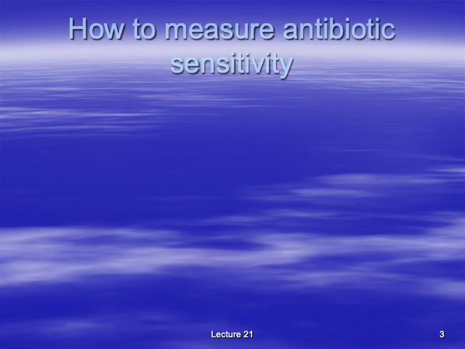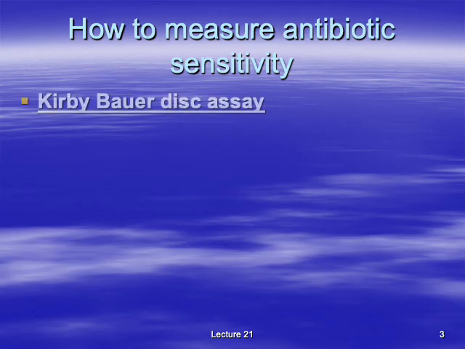So the next thing is, well, how do you measure antibiotic sensitivity or resistance? What's usually used is called a Kirby-Bauer disc assay. It's a very simple assay. It's pretty easy to understand just because you just look at things, all right? And you see the difference of a diameter of something, okay?